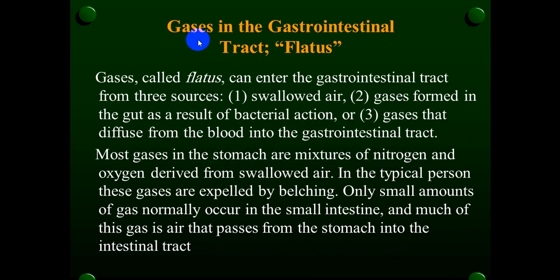The last subject to talk about is the gases in the GI tract, flatus. These come from three sources: either swallowed air, or gases formed because of bacterial action, or gases diffused from the blood. Most gases in the stomach are a mixture of nitrogen and oxygen derived from swallowed air. How will we get rid of this air? By belching.